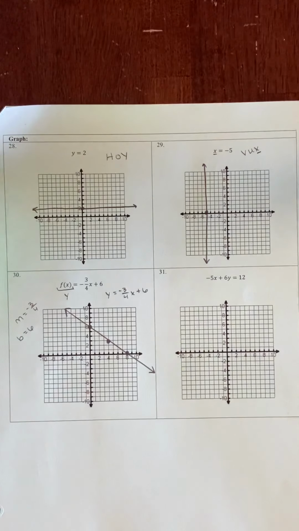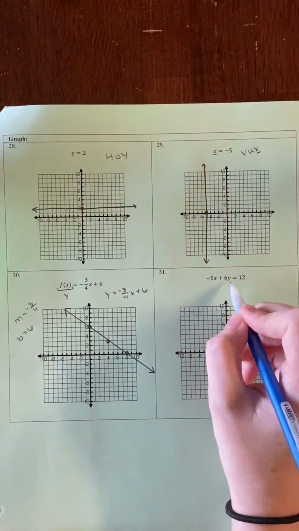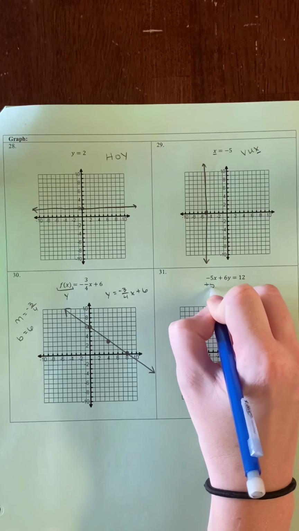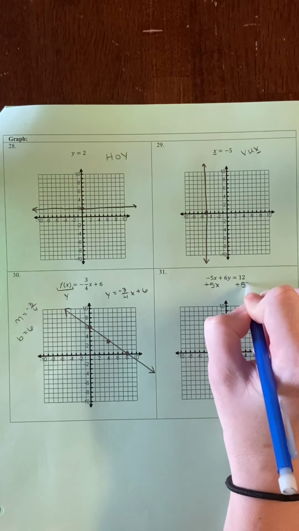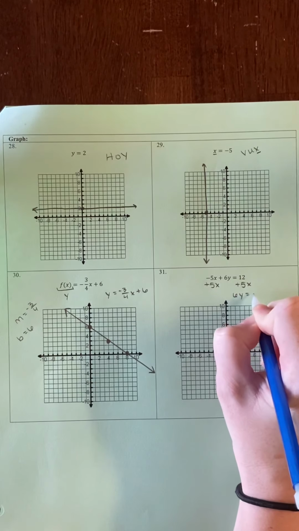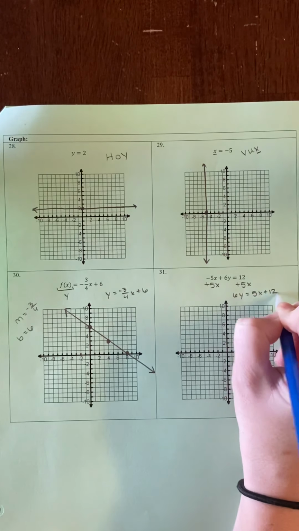Okay, the last one here is again in that standard form, like we did in the last video. So there's 2 options here. You can find the x and y intercepts like I did in the last video, or you can convert it to be in y equals mx plus b form. I think I'm going to go with the second option and convert it into y equals mx plus b. So that means I want to solve for y. So to do so, I'm going to add 5x to both sides. 6y is equal to 5x plus 12.